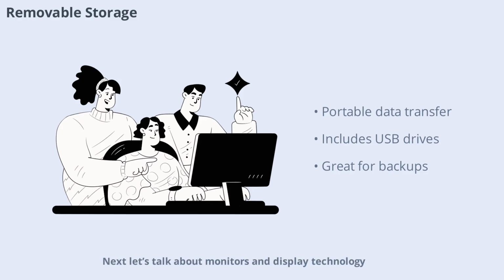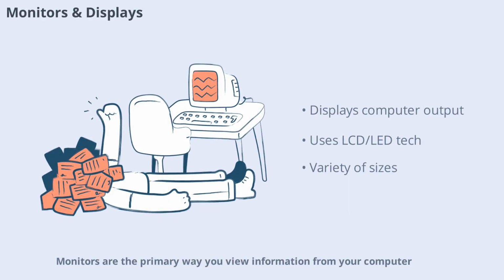Next, let's talk about monitors and display technology. Monitors are the primary way you view information from your computer. Modern monitors use LCD or LED technology for clear, bright images. They come in various sizes and resolutions, from small screens to large, high-definition displays. Some monitors support touch input or multiple connections.